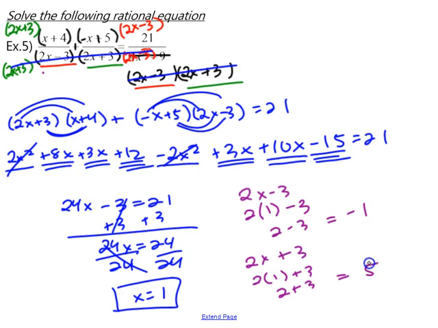Since neither of these equals 0, that means none of the denominators will equal 0, so x equals 1 is the solution.